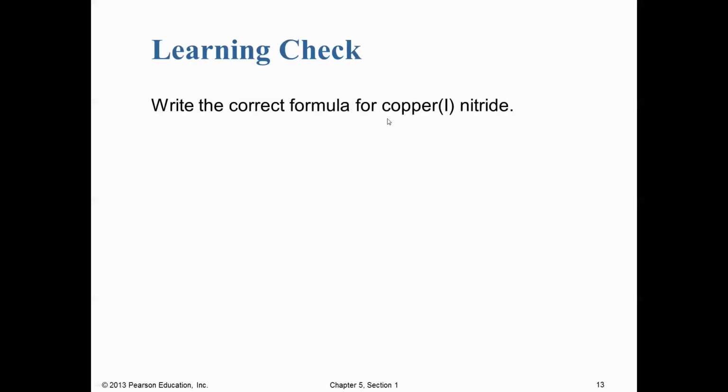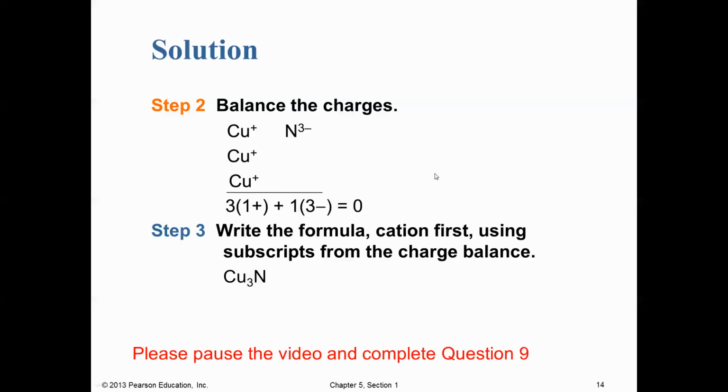Write the formula for copper 1 nitride. Copper 1 tells us we have copper with a 1 plus charge, and nitride is in group 5A, so we're going to form a 3 minus charge on this. It would take 3 of these coppers to cancel out the charge on 1 nitride. This maybe wasn't the best example because it's so similar to the previous one, but hopefully you see the trend here. We're always looking for the smallest ratio where the total charge of our cations cancels out the total charge of our anions. Again, these should sum up to 0. So copper with a subscript 3 and then the nitride right there.